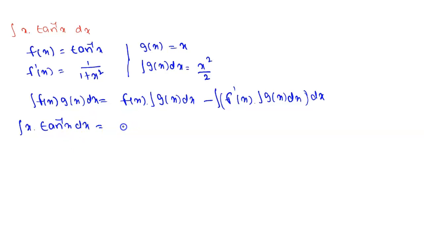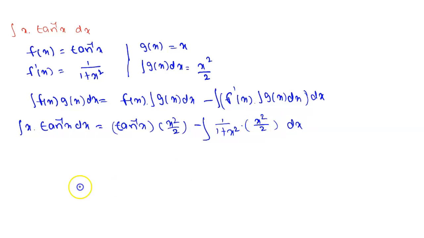It is equal to f of x. The f of x value is replaced with tan inverse x into the integration of g of x, which we already calculated, that is x square by 2, minus integral f dash x, which we also calculated, 1 by 1 plus x square into integration of g of x, that is nothing but x square by 2, into dx. So this is equal to, I am writing it otherwise, x square by 2 into tan inverse x minus 1 by 2 integral x square by 1 plus x square dx.